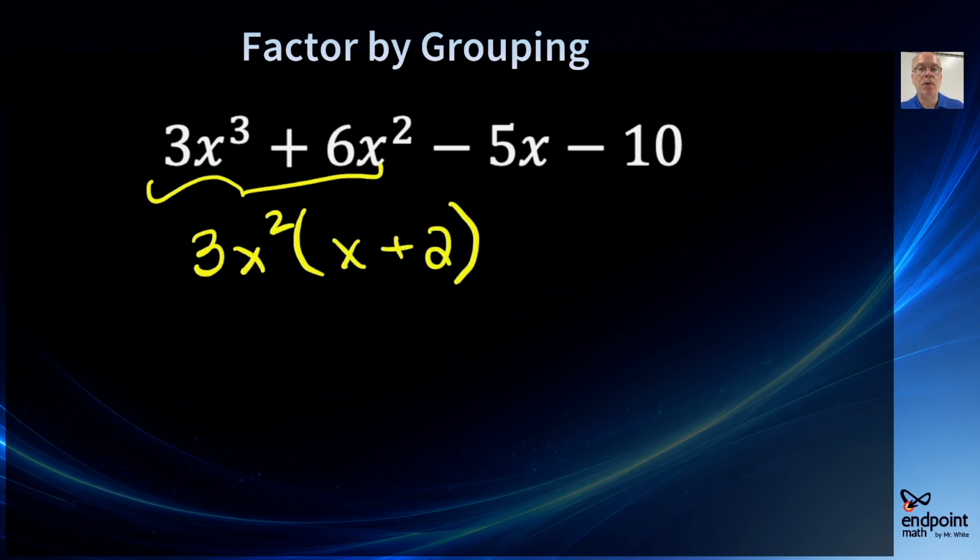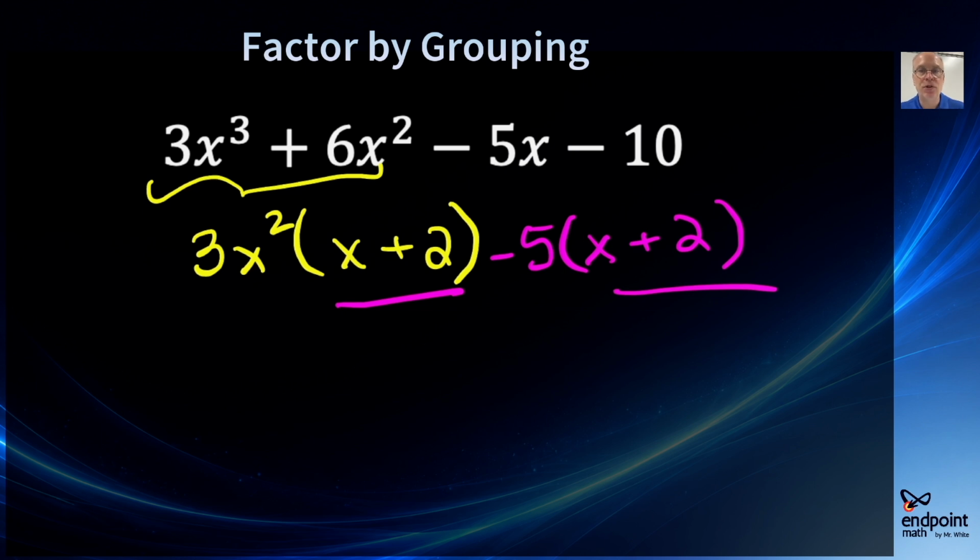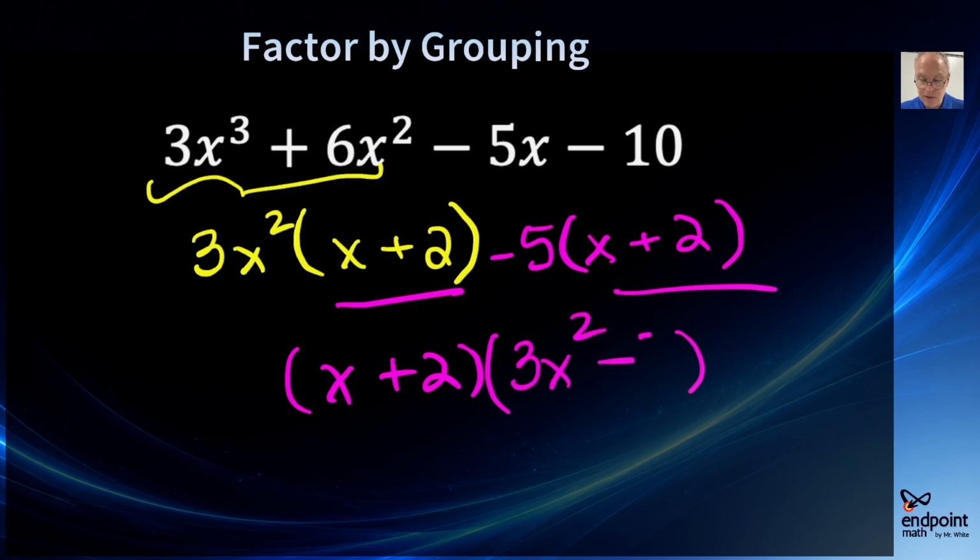Now, I did this on purpose because we really want another x plus 2 here, right? And I see lots of minus signs here. So what are we going to do? Let's factor out the minus sign here. Negative 5 is going to be divided out, and then what goes inside the parenthesis is x plus 2. So you can see now they do have a common binomial, a common factor of x plus 2. So we write that one time out front, and then what's left behind is 3x squared minus 5.